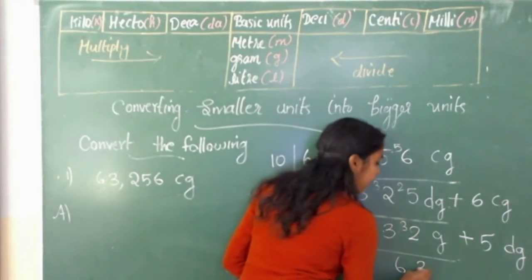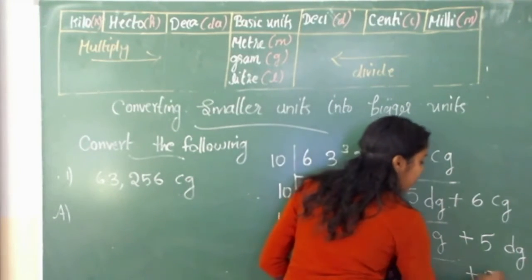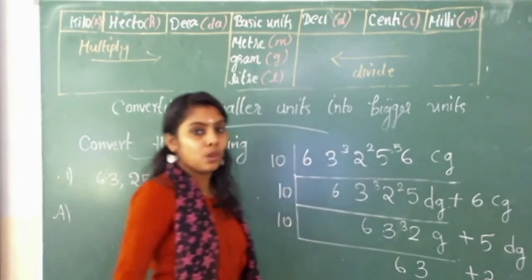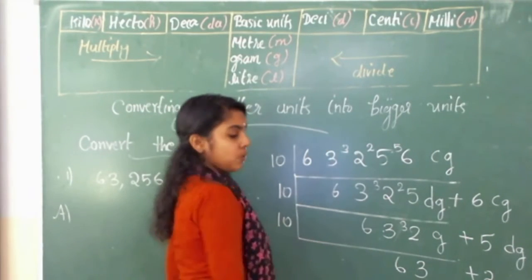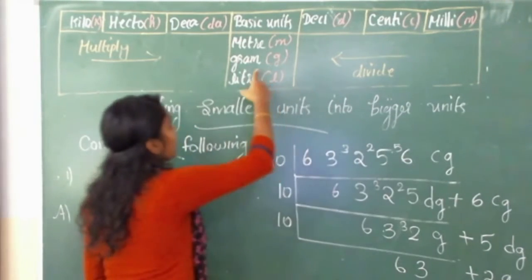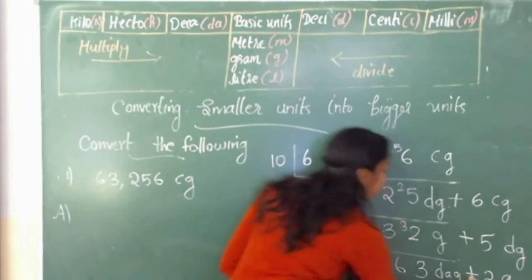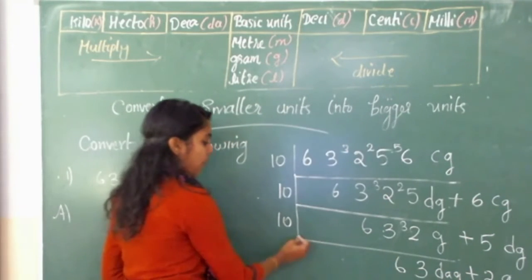Remainder 3. 10 3s are 30. Remainder 2. The 2 belongs to which one? Yes, this gram. After gram, which is the next one? Decagram. Clear? One more time.